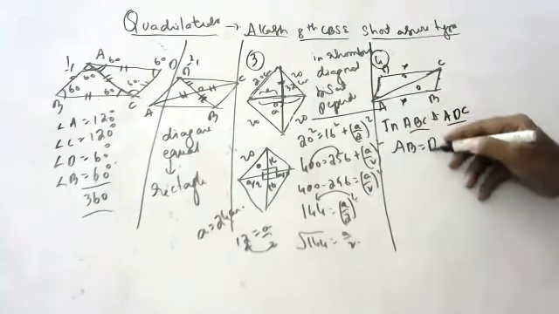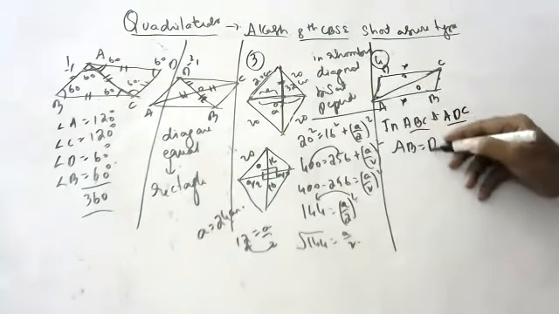Next, AC is equal to AC, because it is a common side. BC is equal to AD, because in a parallelogram, opposite sides are equal. So by SSS, triangle ABC is congruent to triangle ADC.